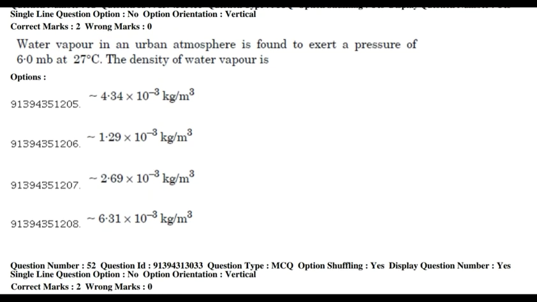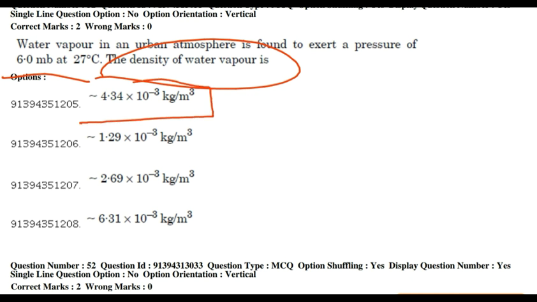Water vapor in an urban atmosphere is found to exert a pressure of 6.0 MB at 27 degrees centigrade. The density of water vapor is how much? So the answer is near about 4.34 into 10 to the power minus 3 kilogram per meter cube.